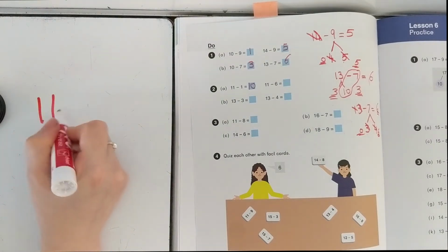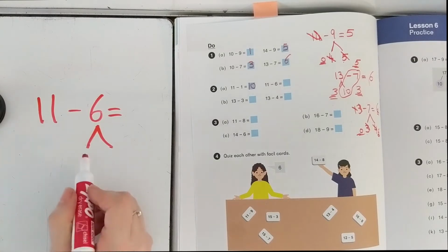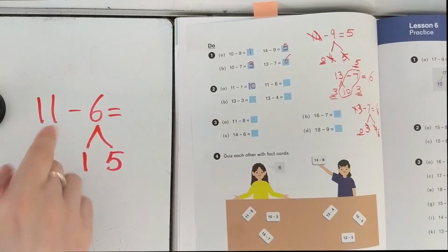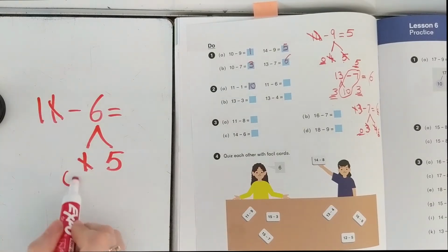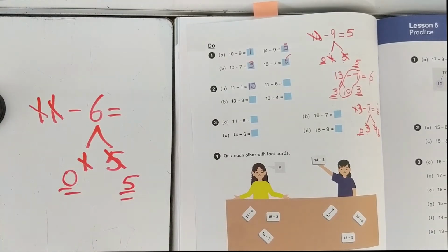Here's 11 minus 6. Inside the 6, there is a 1 and there is a 5. 1 plus 5 is 6. Now we can subtract. 1 minus 1 is 0. 10 minus 5 is 5. Our answer is 5.